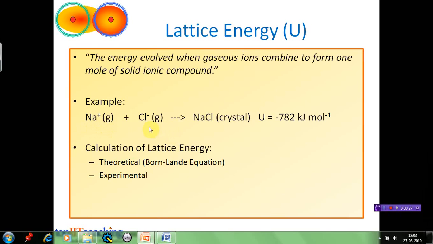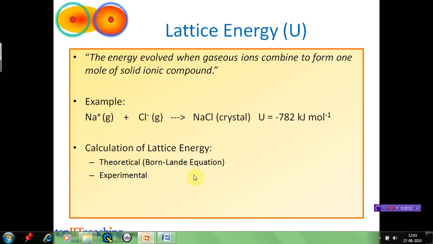So let's take an example. Sodium ion in its gaseous state will combine with gaseous chloride ion to form sodium chloride, which is in its solid ionic crystalline state. Now in this reaction, the energy evolved when 1 mole of sodium chloride is formed is 782 kilojoules. Therefore, we can say that the lattice energy of sodium chloride crystal is 782 kilojoules per mole.